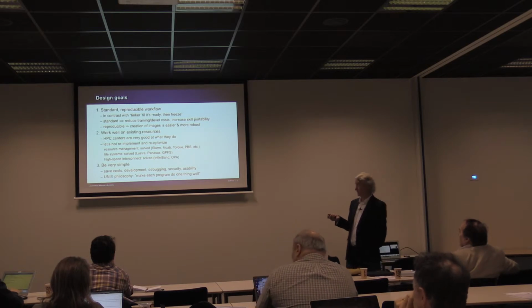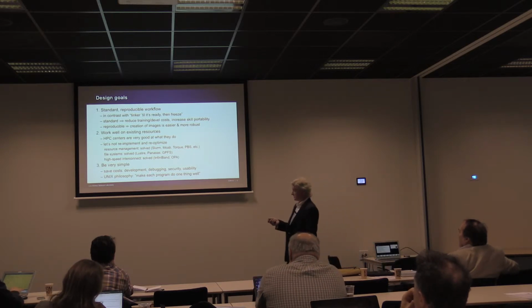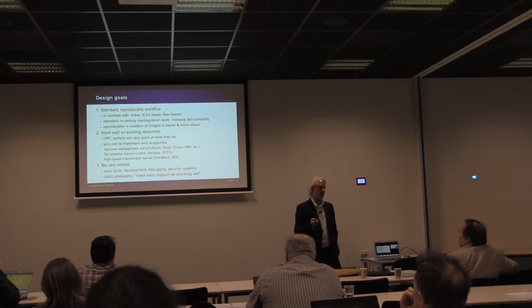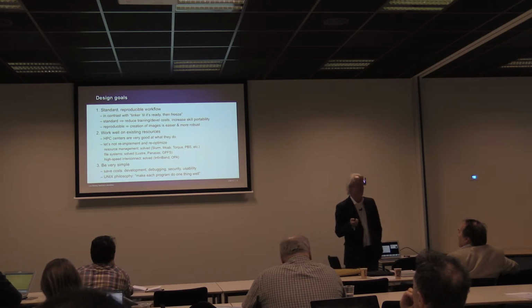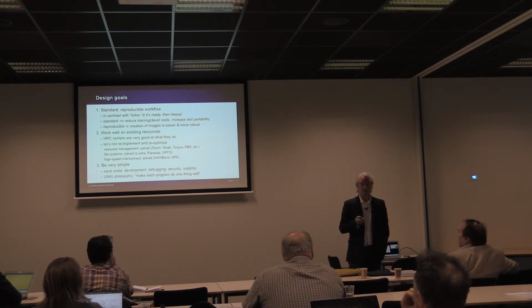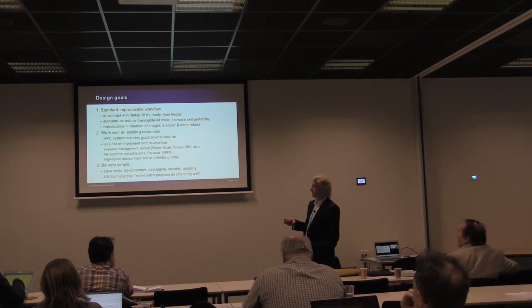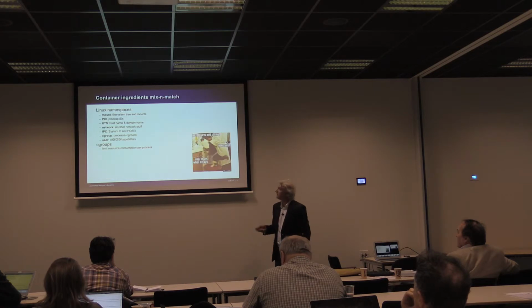And we want to be very, very simple. This saves costs, particularly in security, where Charliecloud's entire code base is just over 1,000 lines of code. A lot of it's C, some of it's shell scripts, but it's small enough that a reasonably competent security auditor can go through and actually audit this in a day. And we adhere to the Unix philosophy, make each program do one thing well.